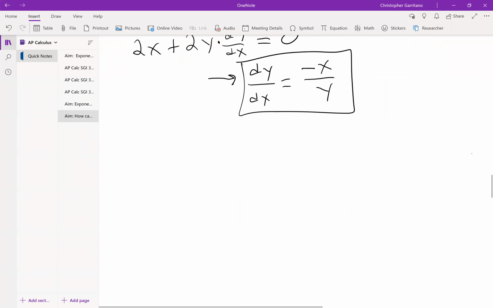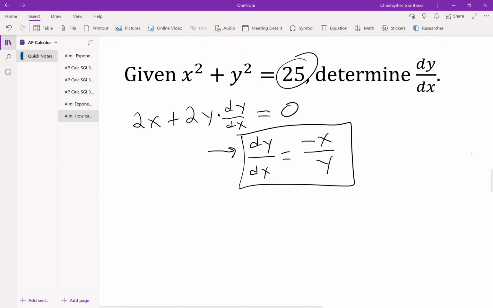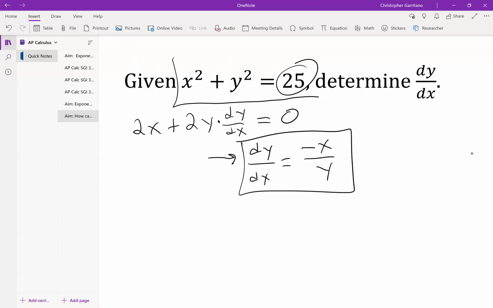And I'd like you to, before I scroll down, try to guess what it might look like. Remember, this differential equation came from this original equation. Okay, and as you know, that is the equation of a circle. So try to guess what the slope field might look like.